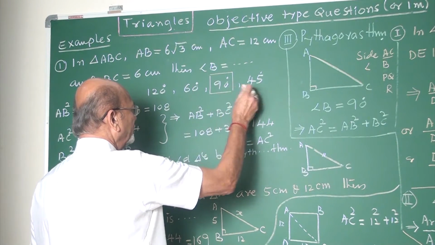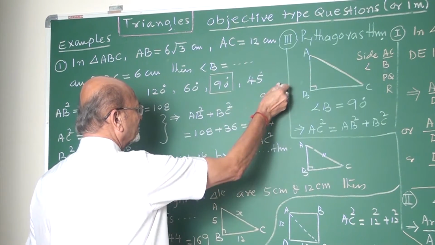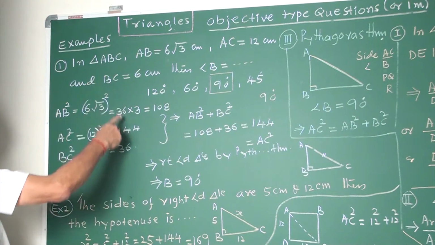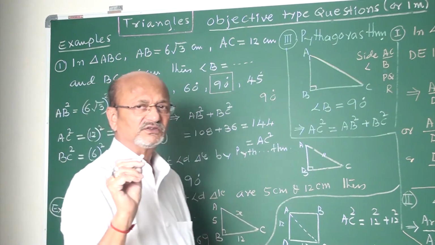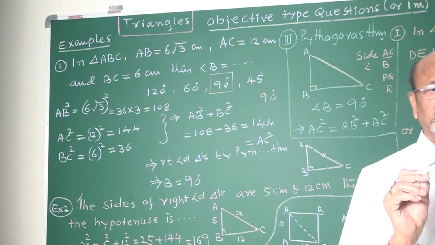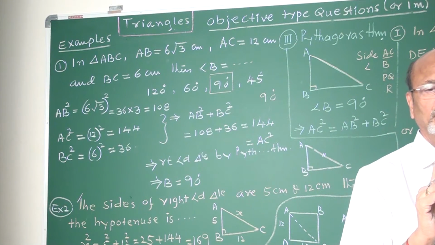This is the answer. If you write just 90, yes, question number one, the answer is 90. If you just mention 90, you get one mark. They never need all this explanation. Just select the correct option and write. That is what you have to do.